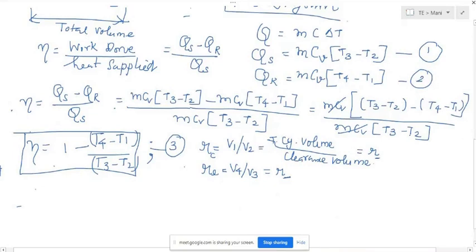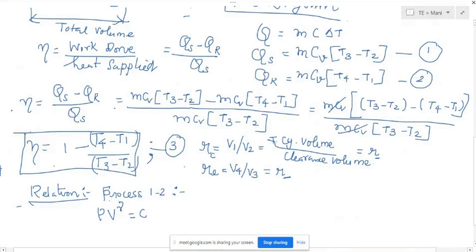Then we can form certain relations. For example, first consider the process between 1 and 2. What is the process between 1 and 2? It is a reversible adiabatic process, otherwise you can say an isentropic process, right? We know the basic equation for an adiabatic process is PV power gamma equal to C. This is the general equation of an adiabatic process.